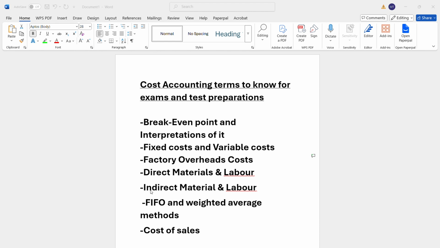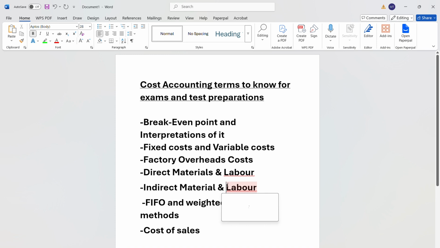Then we have indirect material. Indirect materials are materials that are not directly traced into your products. And also indirect labor are people in the factory who are not making the product, but they are needed for the product to be made. For example, the factory supervisor is just observing what is happening, but he is not making the product. So that's indirect labor.